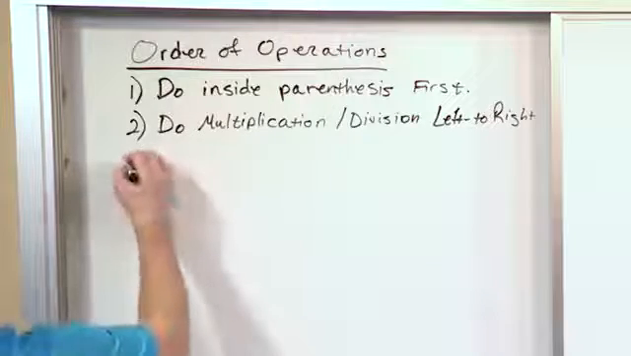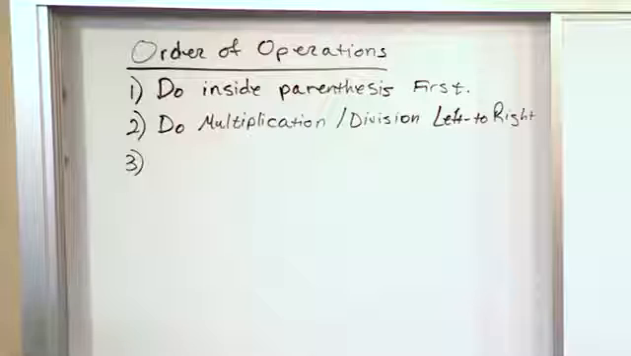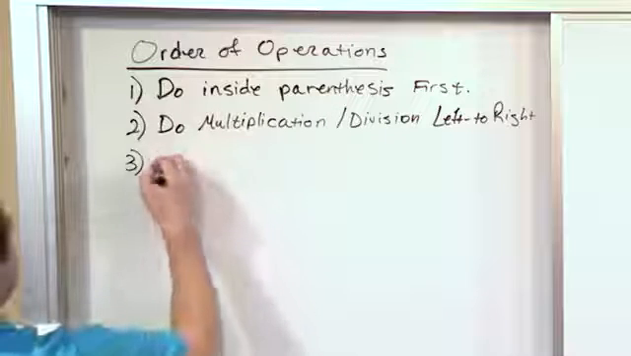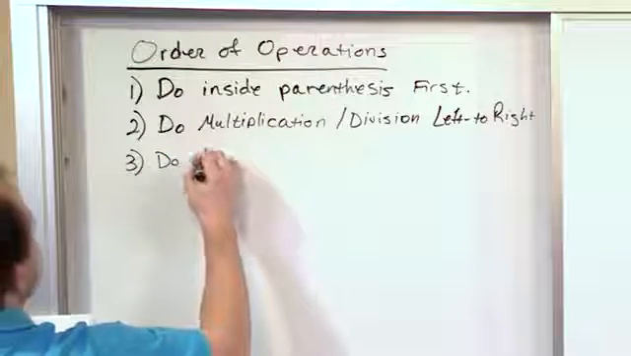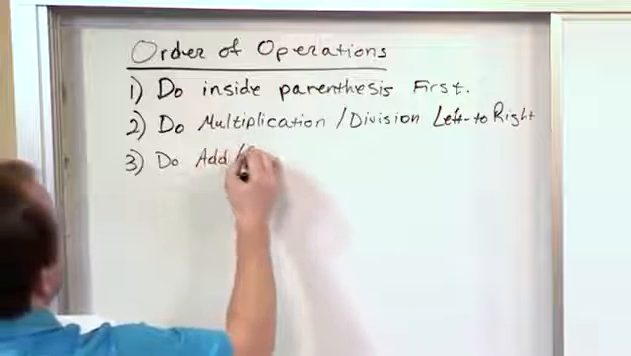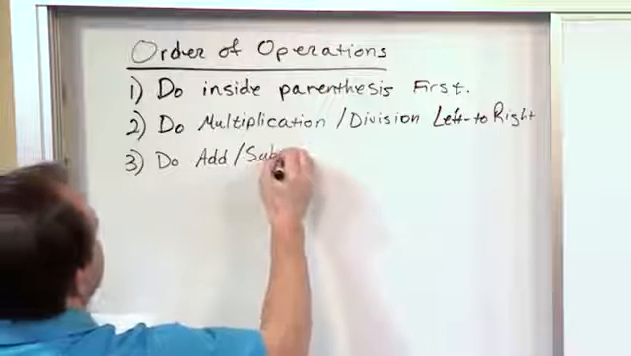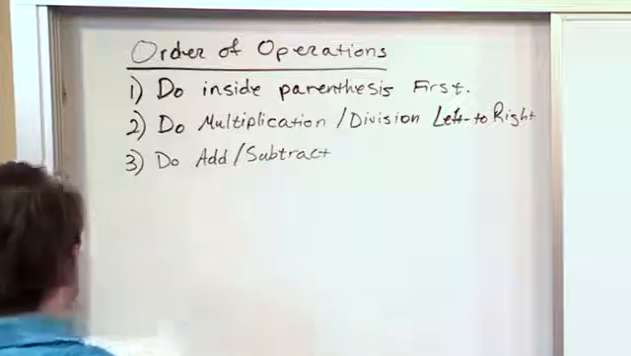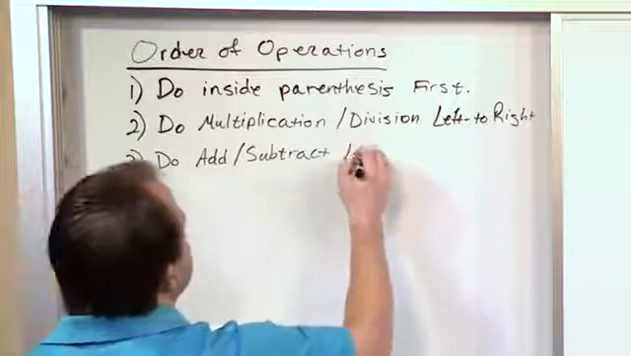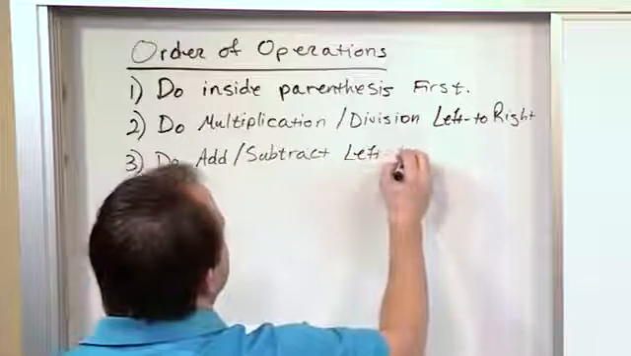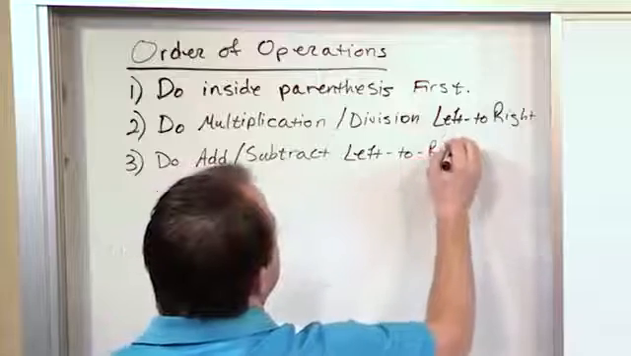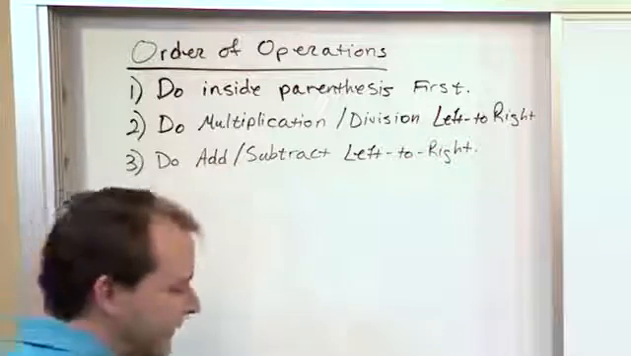All right? And then the last thing is, and there's only 3 rules, so this is the third one, the final thing you want to do is you want to do adding and subtracting. You want to add and subtract left to right. All right, so that's the basic idea.